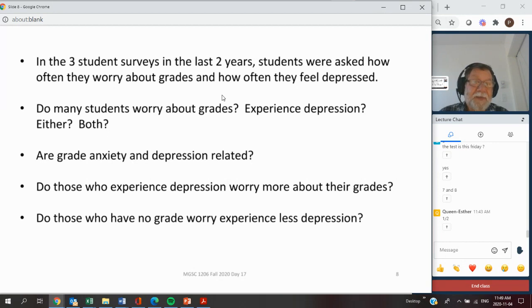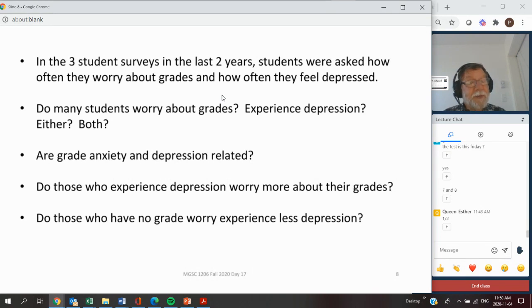And we might ask, do many students worry about grades? Do many students experience depression? Do they experience either one, worrying about grades or depression, or both of those sorts of things? Are grade anxiety and depression related to each other? Meaning, do those who experience depression worry more about their grades? Do those that don't worry about grades experience less depression? Can we find any patterns within that type of thing?